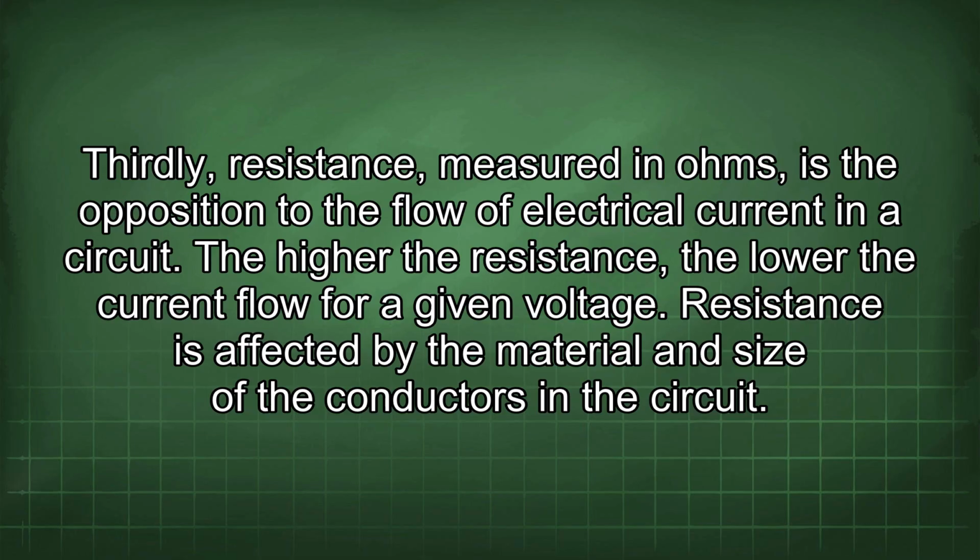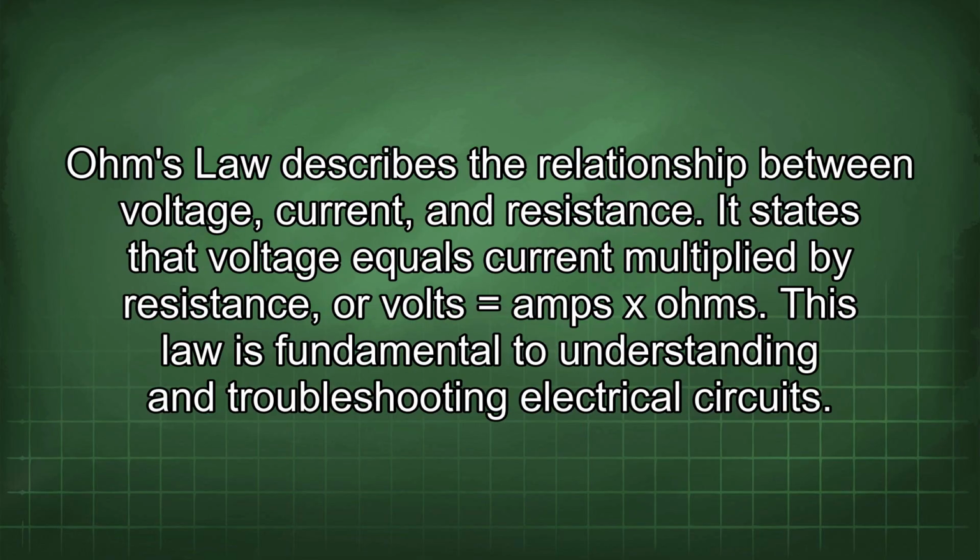Thirdly, resistance, measured in ohms, is the opposition to the flow of electrical current in a circuit. The higher the resistance, the lower the current flow for a given voltage. Resistance is affected by the material and size of the conductors in the circuit. Ohm's law describes the relationship between voltage, current, and resistance. It states that voltage equals current multiplied by resistance, or volts equals amps times ohms. This law is fundamental to understanding and troubleshooting electrical circuits.